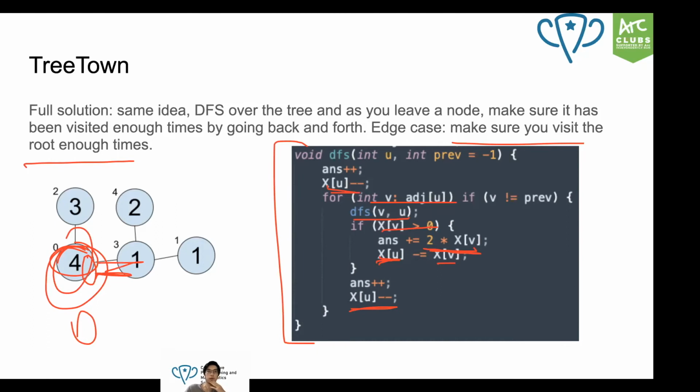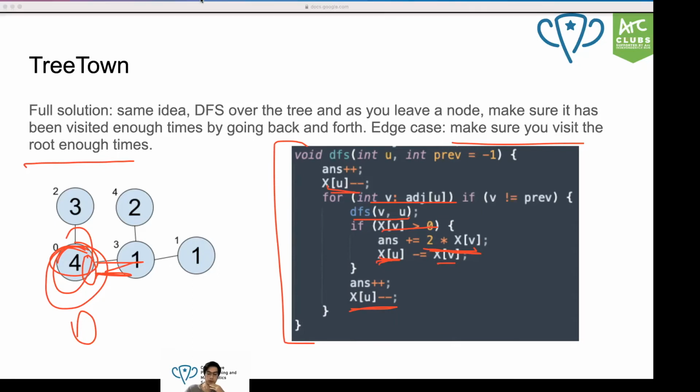Hopefully that roughly made sense. Probably the best thing is to just look at this and make sure that the answer is being updated at the right points, and the X values. So the X values are just how many times we still have to visit it. Just make sure that they're updating at the right points. Okay. That's it for this problem.